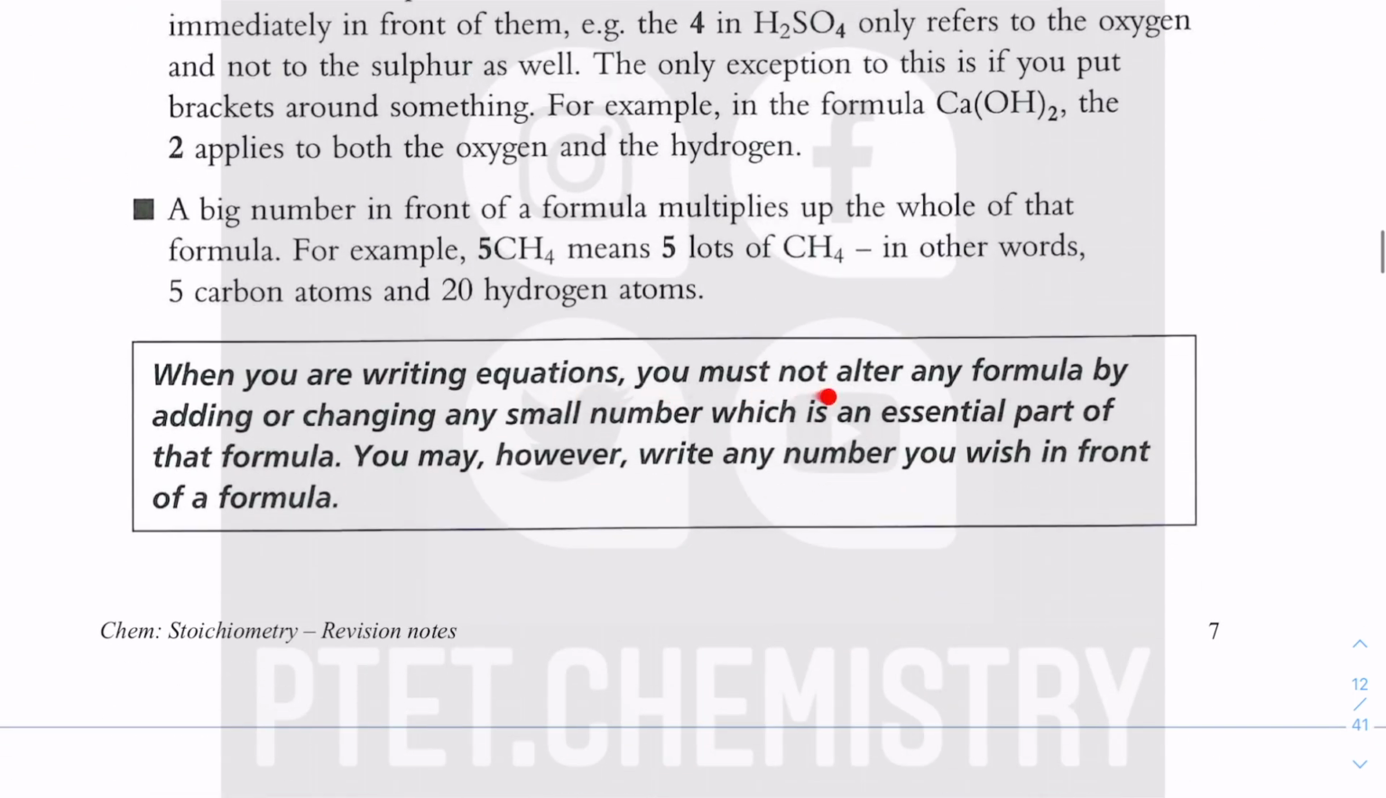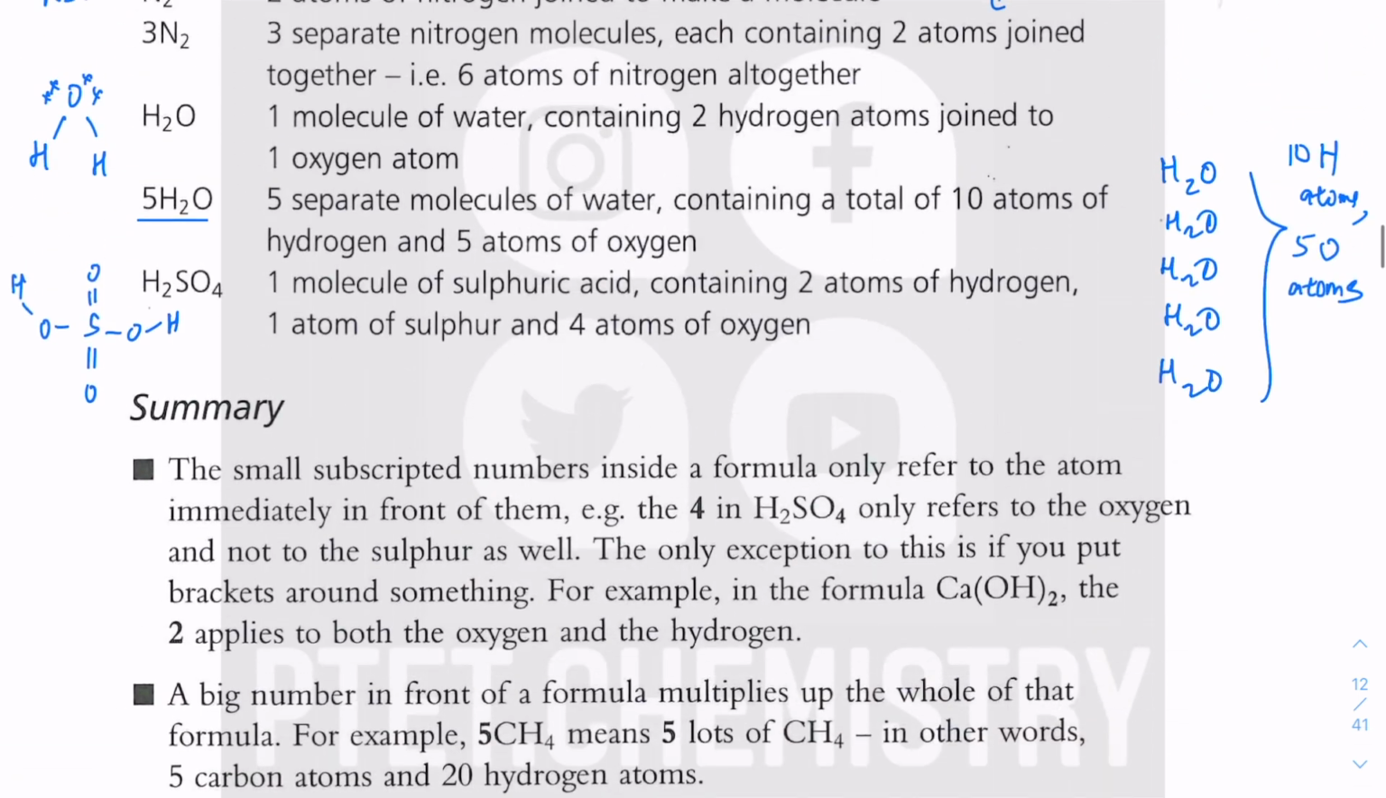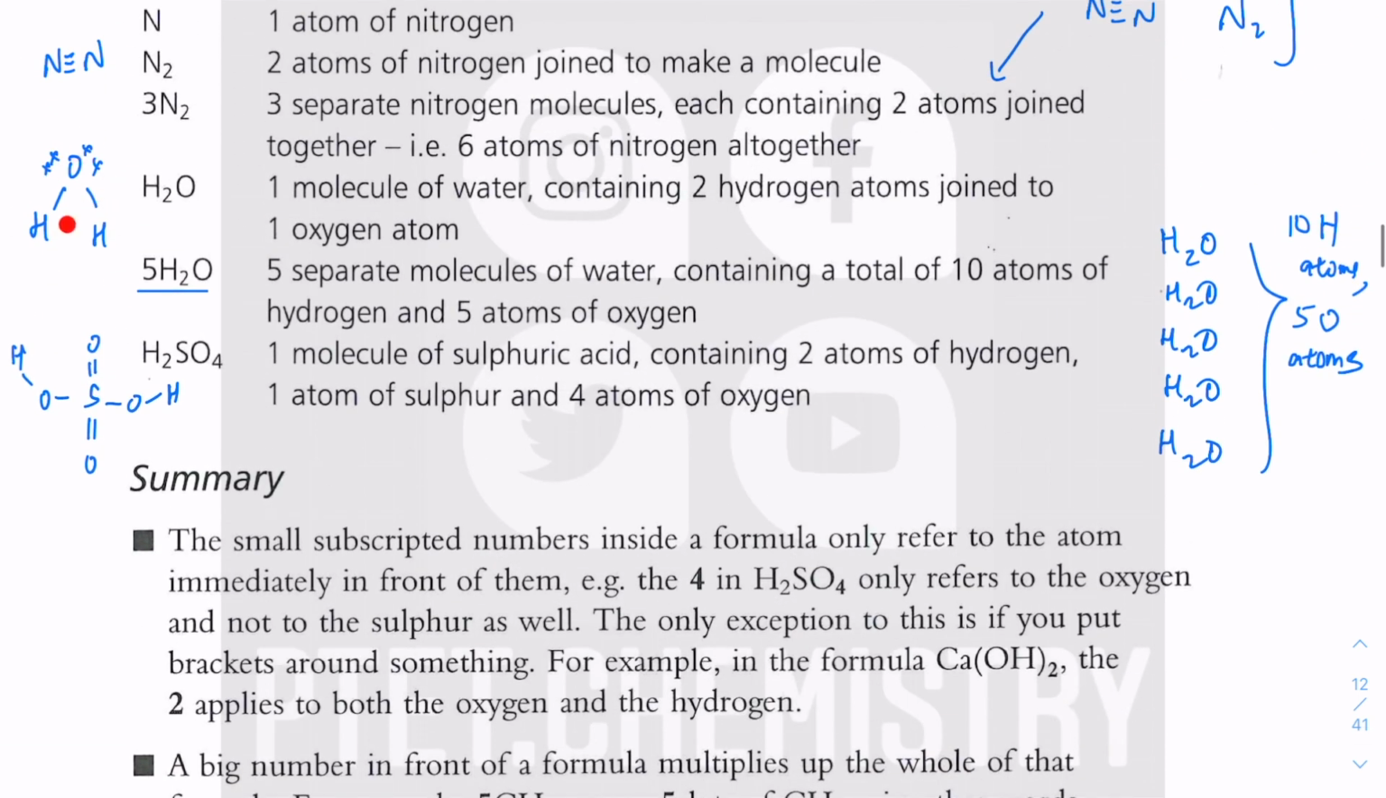So when you're writing any equations, do not change any of the small numbers, because that is part of your chemical formula. Once you get the correct chemical formula, you do not change the number at the bottom, because that will mean changing the structure and bonding. Why is it just H2O? Why not H3O? Because of the structure and bonding.